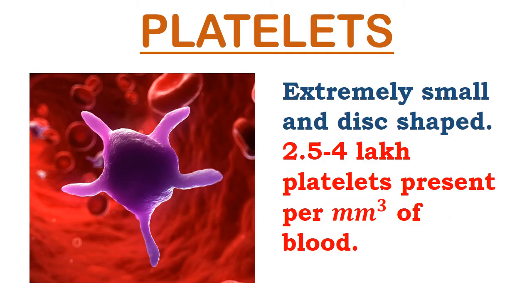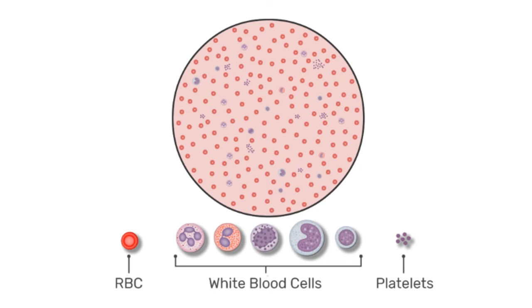Next we have platelets. These are extremely small and disc shaped. 2.5 to 4 lakh platelets are present per cubic millimeter of blood. And the main function of platelets is to participate in the blood clotting process. So as you all can see in the diagram, blood consists of RBCs, WBCs, which are of 5 types, and platelets.